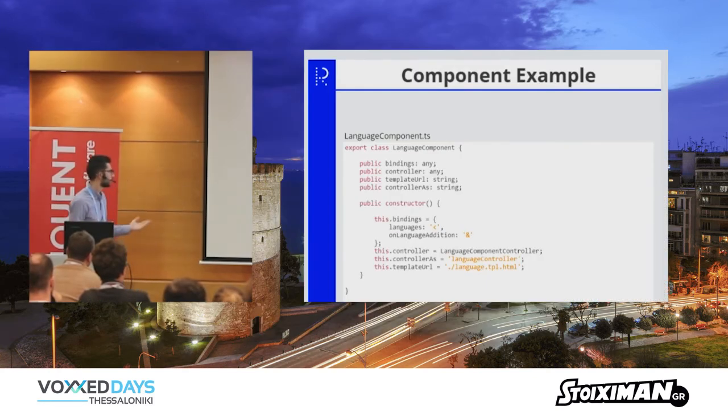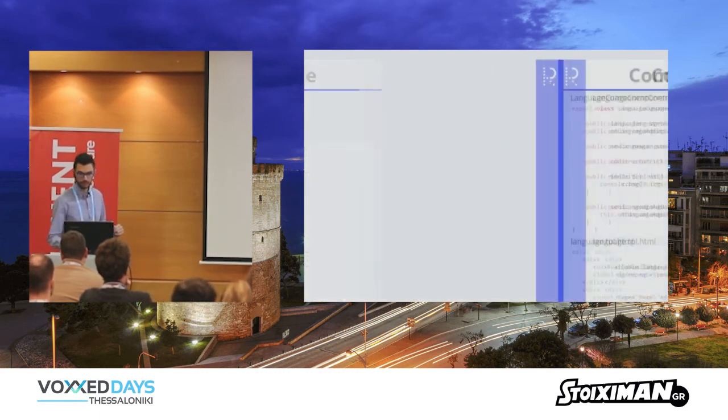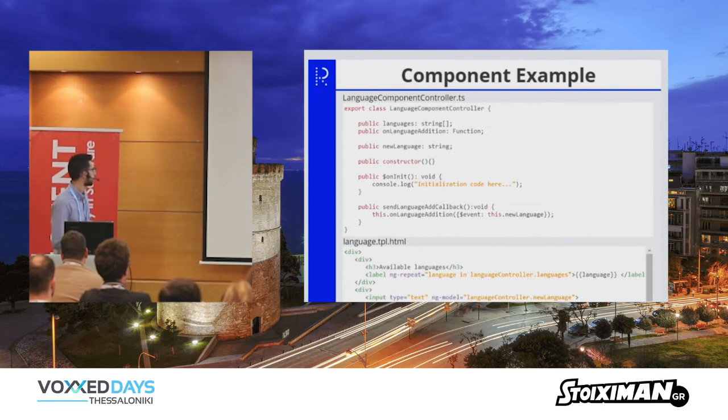As input, we've got languages with one-way binding, which will, of course, hold our languages. And as output, we have onLanguageAddition, which will function as a callback to component events. Of course, this is just an expression that will be evaluated in the parent, but let's just think of it as a callback function. And then we set our controller. We're also using controller as, and then we have our templateUrl. So let's see the controller and the HTML code.